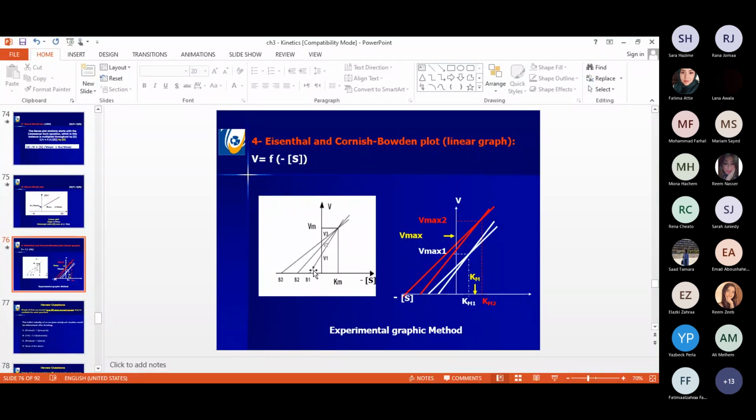Okay? A point here and a point here, and we draw them as a straight line. Then V2 against minus S2 and we draw a straight line, V3 against minus S3 and we draw a straight line. The intersection point of all these straight lines that you draw will give you the value of Vmax and Km on the y-axis and the x-axis respectively.